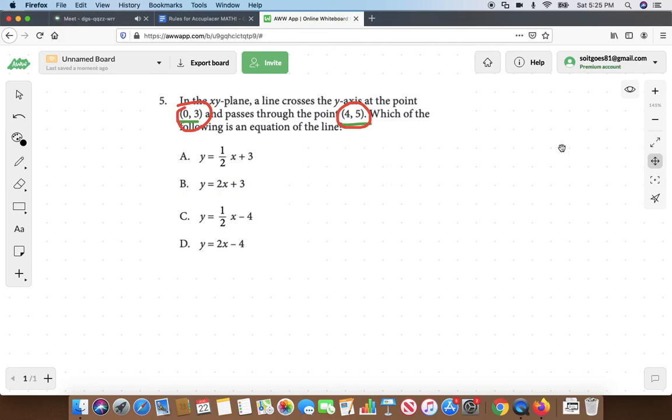Let's do 0 and 3 again. Notice I started with 0 and 3, not 4 and 5, because 0 and 3 is just going to be easier. We could have done 4 and 5, but they're bigger numbers or more complicated. So plug in a 0 for y and a 3 for x into answer choice B. Oh, sorry, I meant 0 for x and a 3 for y.